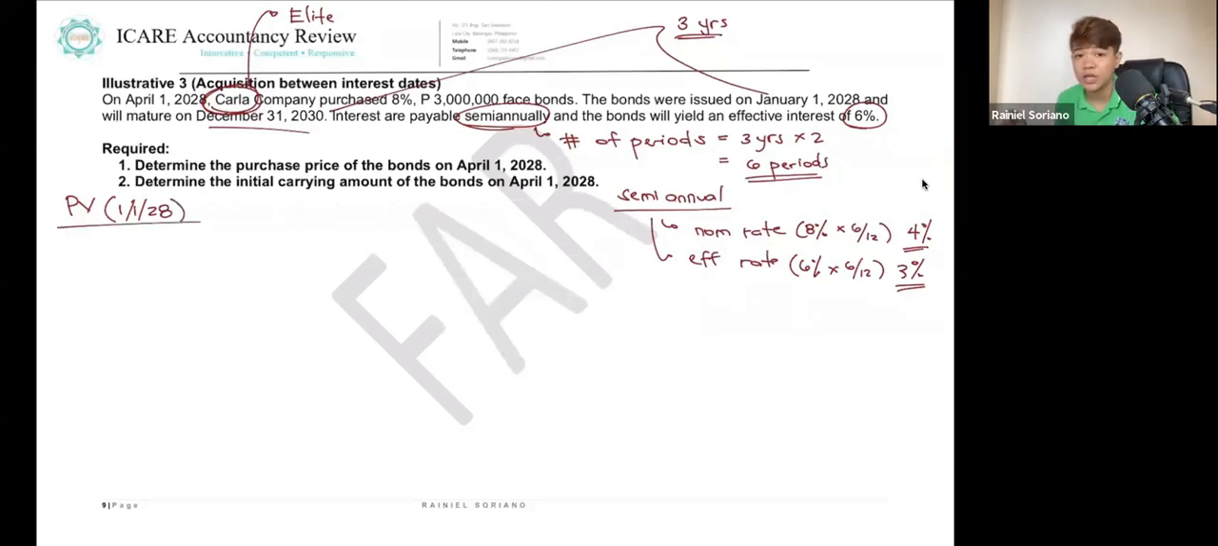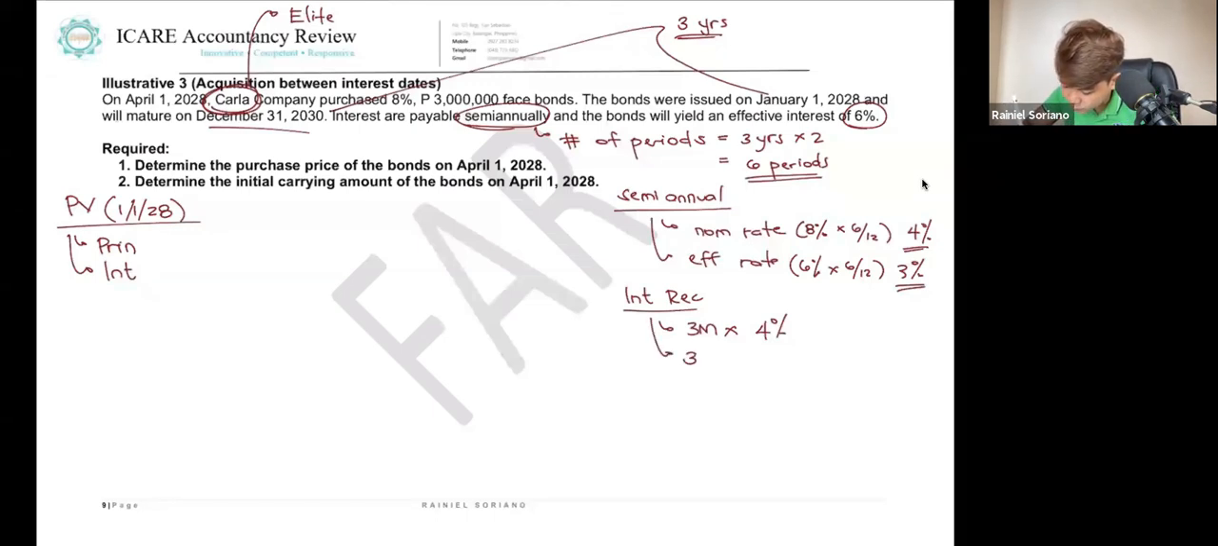So January 1, 2028 muna tayo. Okay? So present value ulit of principal and then present value of interest. So magkano yung interest natin? Interest received semi-annually will be equal to magkano yung face amount? 3 million times 4%. Kapag minultiply mo ng 4%, yun na yun ha. Huwag mo nang i-multiply ng 6 over 12. Kung gusto mong may 6 over 12, 3 million times 8% ka dapat and then times 6 over 12. Okay? Pareho lang po yung dalawang yan.